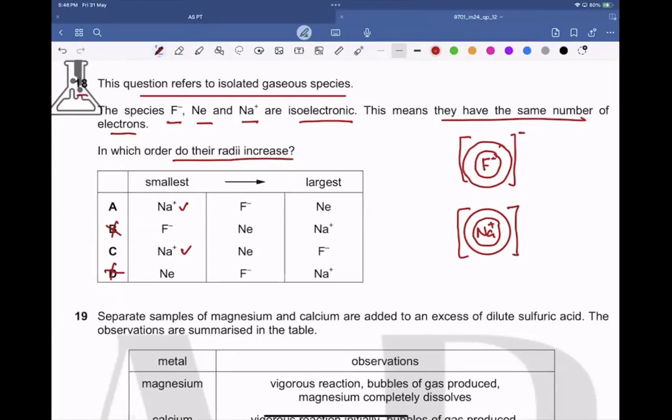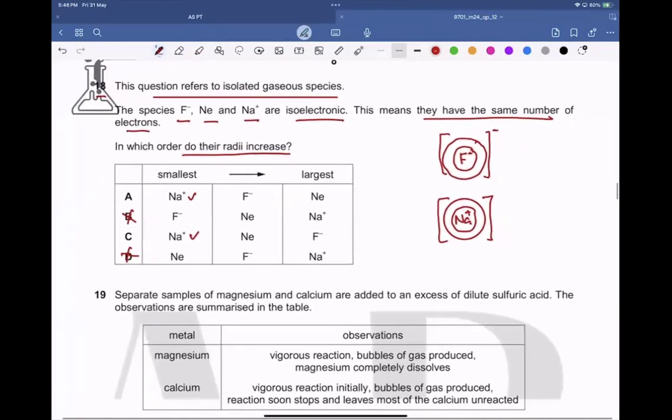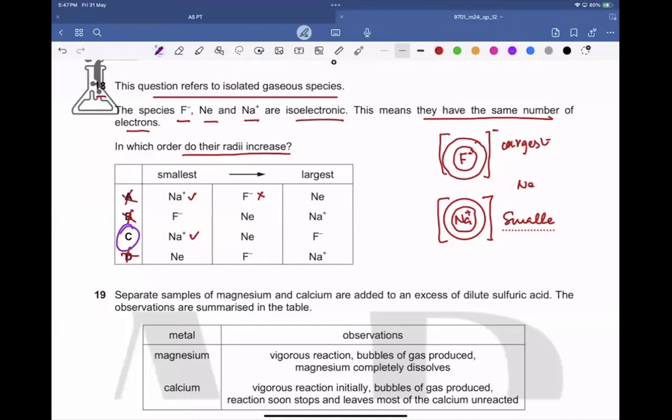Okay. Fluoride has a negative charge, which means an extra electron. So the forces of attraction get weaker. So it means it is going to have the largest size. So it means neon is the one which has the size in between both of them. So in this way, if you see here, they are saying fluoride. So that makes A wrong as well. So we are left with C because fluoride has the largest and sodium ion has the smallest. Is this understandable to all of you?